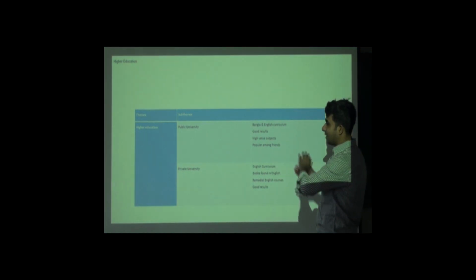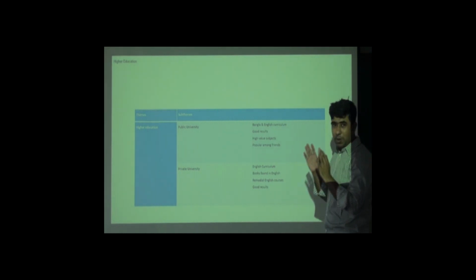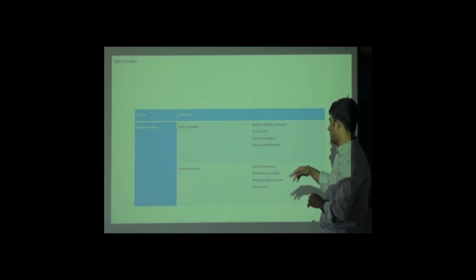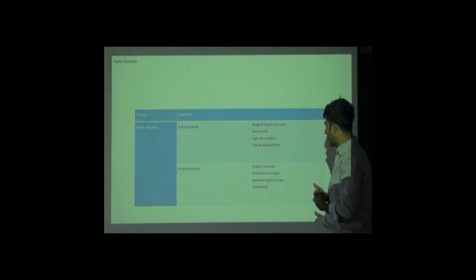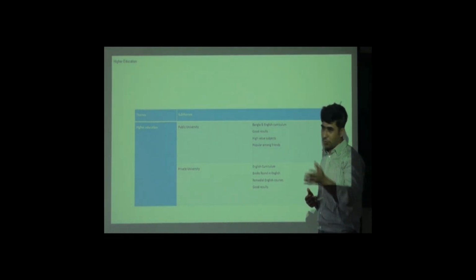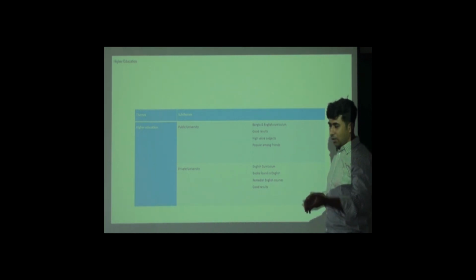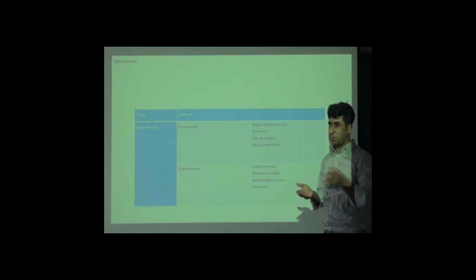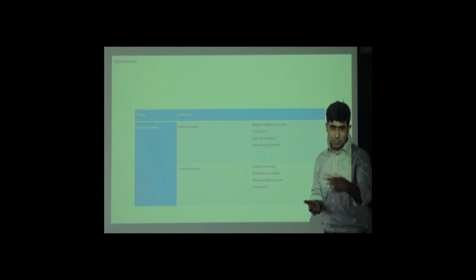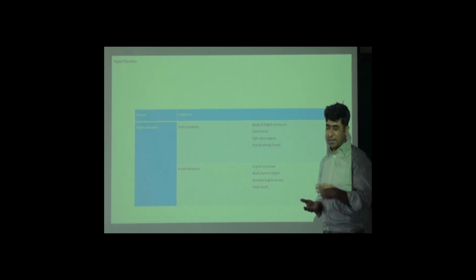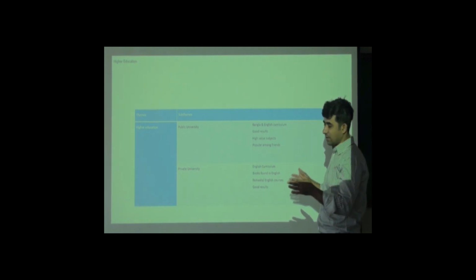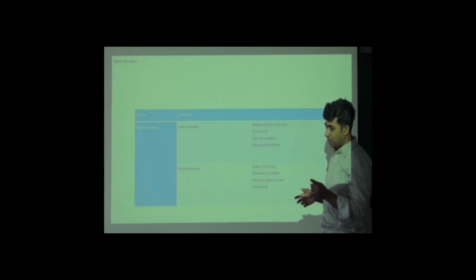Then comes higher education. In public universities they follow both English and Bangla as the medium for higher education. If you are good in English, you have a higher chance of making good results. High value subjects in public university, as I mentioned earlier, like law, from the Bangladesh perspective, law, business studies, English literature and language, are taught in English there.